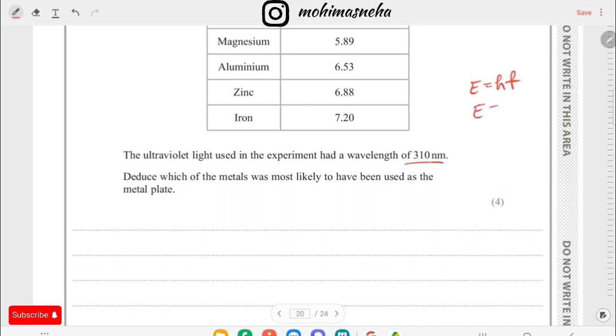So the first equation that you're supposed to use is hc over lambda. This will give you the value for the total energy. Another equation you're supposed to use is total energy equals work function plus half mv squared. As we are trying to find the work function for this metal plate, you need to make the work function the subject, and it will be E minus half mv squared.